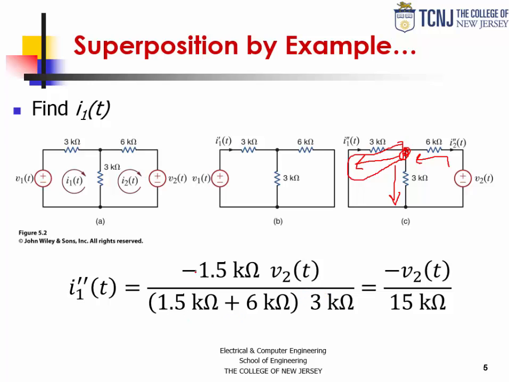And this current will have a negative sign, because in the original circuit you can see that I1 is defined in this direction. Therefore, when I find the current due to V1 in that direction, it is going to have a positive sign, but when I find it due to V2 in the opposite direction, it is going to have a negative sign. Once I process the numbers, the second partial current due to V2 is going to be minus V2 divided by 15k.